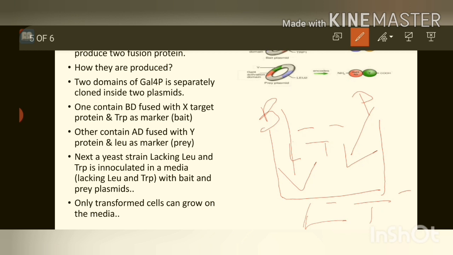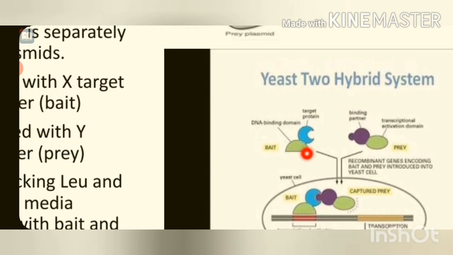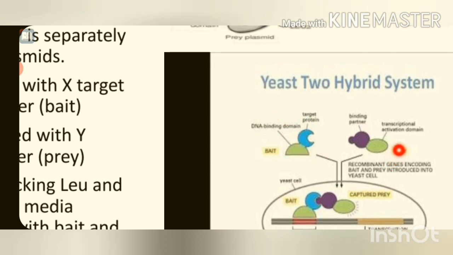Okay, so in this media only the transformed cells will survive, that is, the cells that took up both the plasmids will survive. So in this way the transformed cells are selected. Now let's talk about what is happening inside the transformed cell. Inside the transformed cell, the bait protein containing the DNA binding domain and the prey protein containing the activation domain are present.